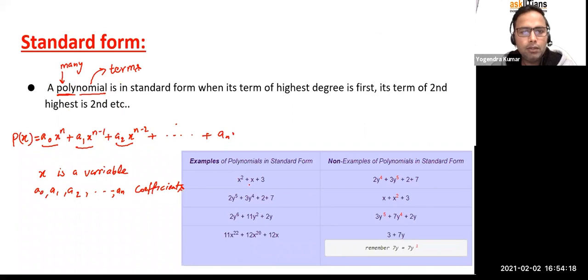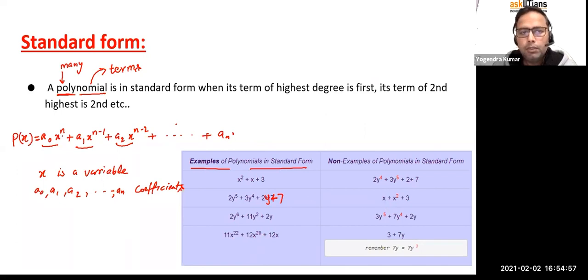Now it can be three terms here, for example x square plus x. These are examples of polynomials in standard form. This is a 2-degree polynomial. I'm going to define what degree is, but before that, you can see these all are polynomials. This is one polynomial, this is another polynomial, though the variable is different here. Here the variable is y, and here plus 7, and it is the x variable here also.